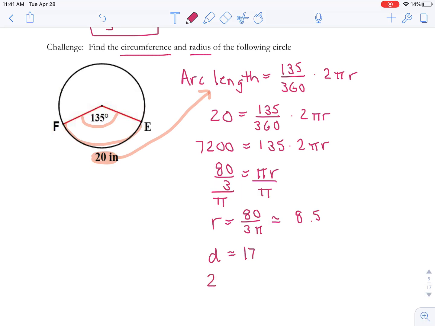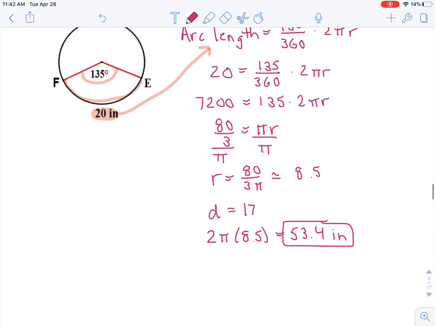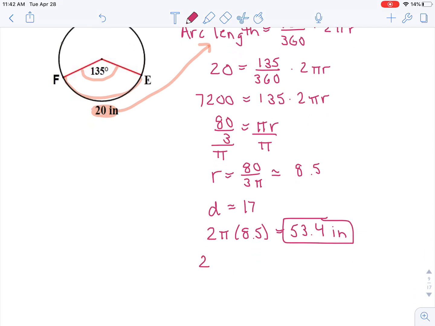So we got a radius, we know our diameter, but they also want the circumference. So the circumference is 2 pi r. It's going to be about 53.4 inches.